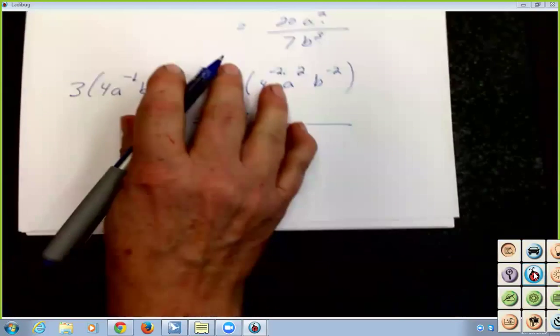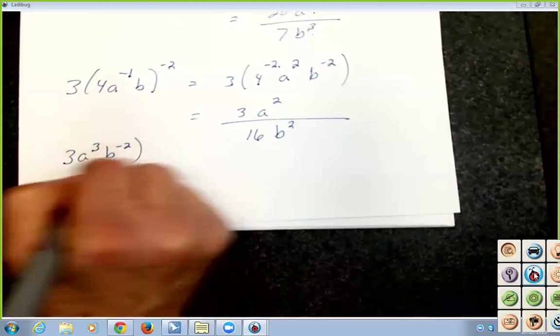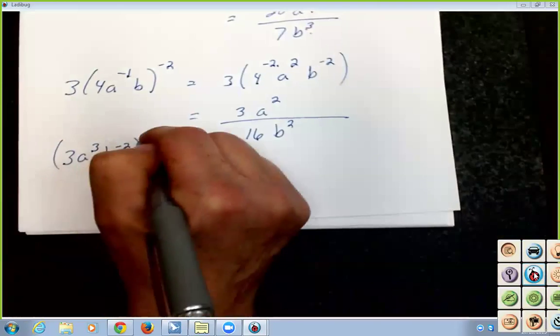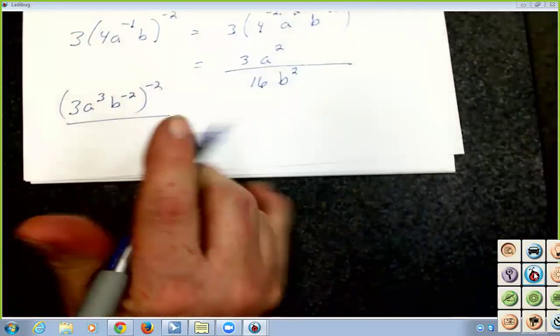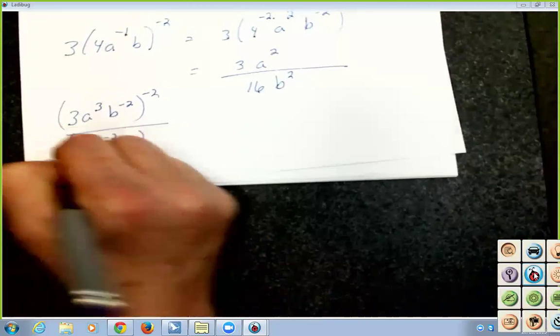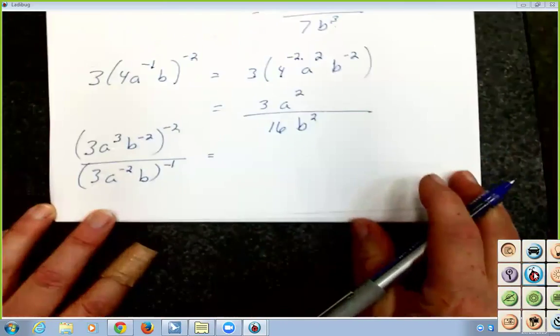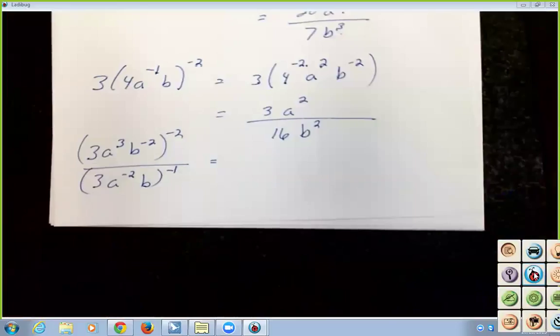How about this one? 3, a cubed, b to the negative second, raised to the negative second, all over 3, a to the negative second, b raised to the negative first. So what will end up happening with that one? Now, sometimes there would be problems where the 3a cubed would stay, but then you would put the negative 2. Is that what you do on this one?